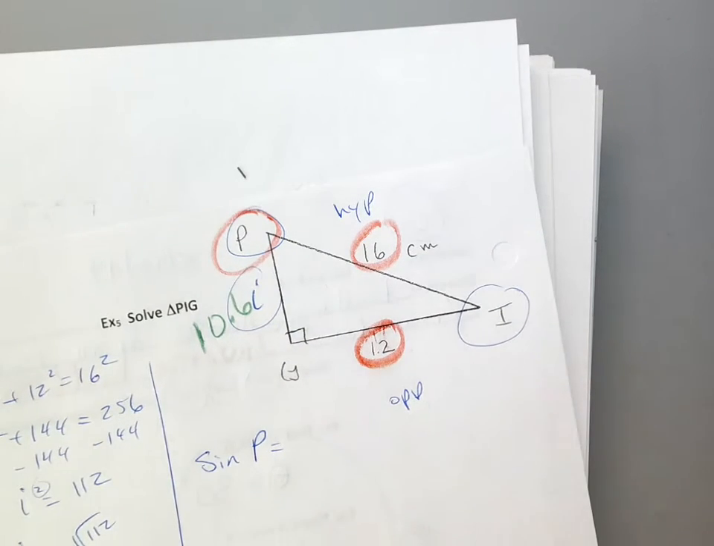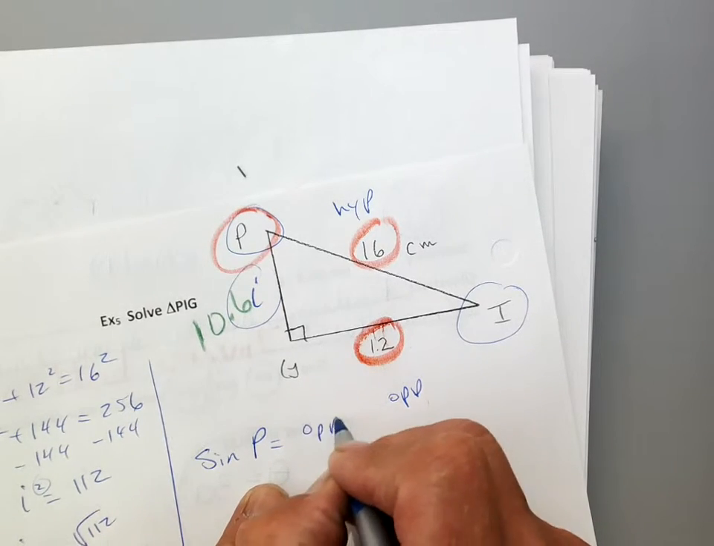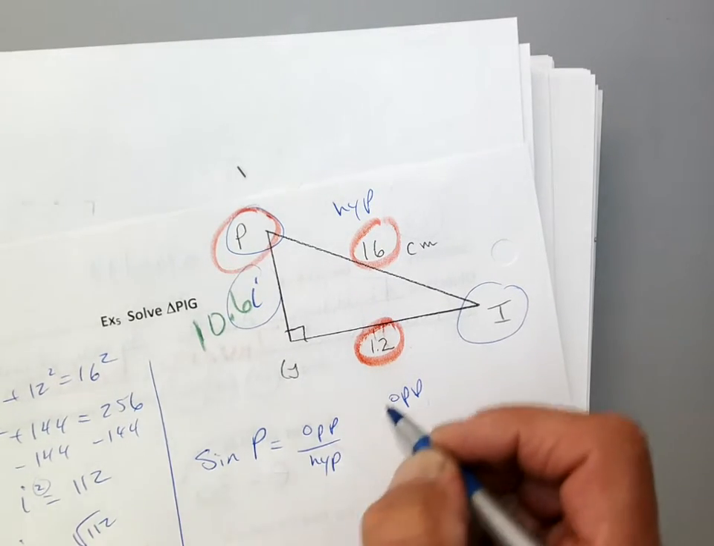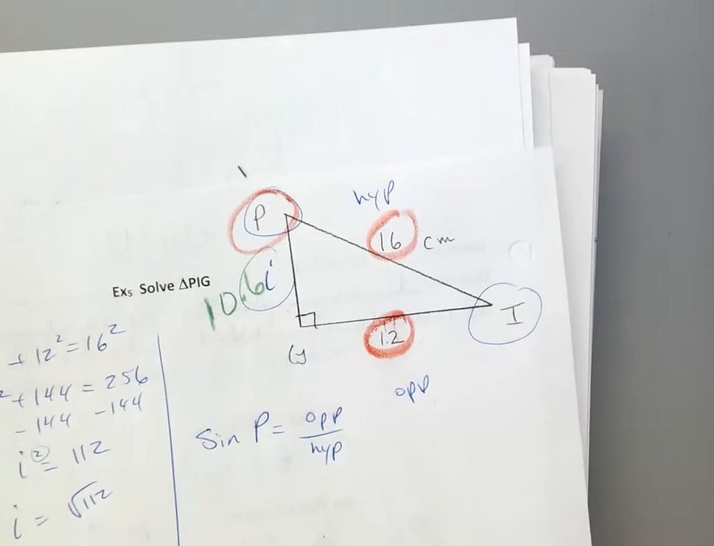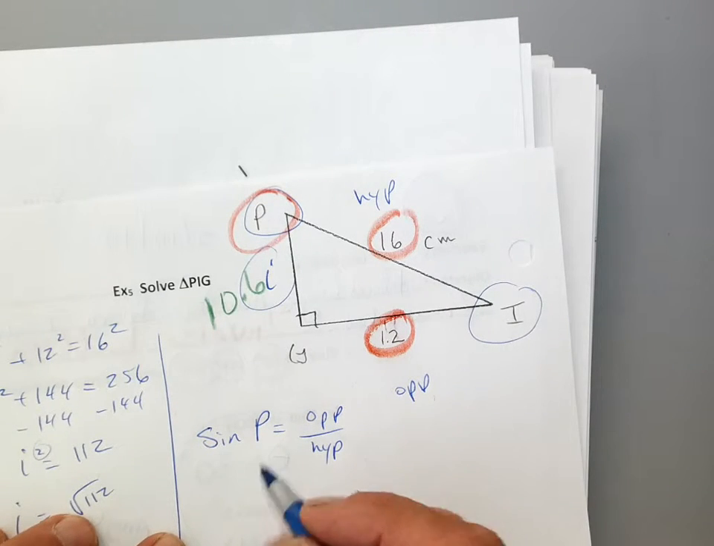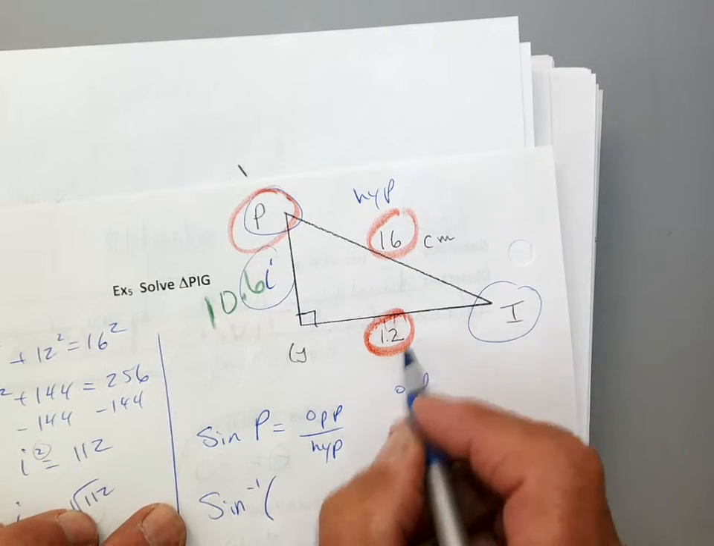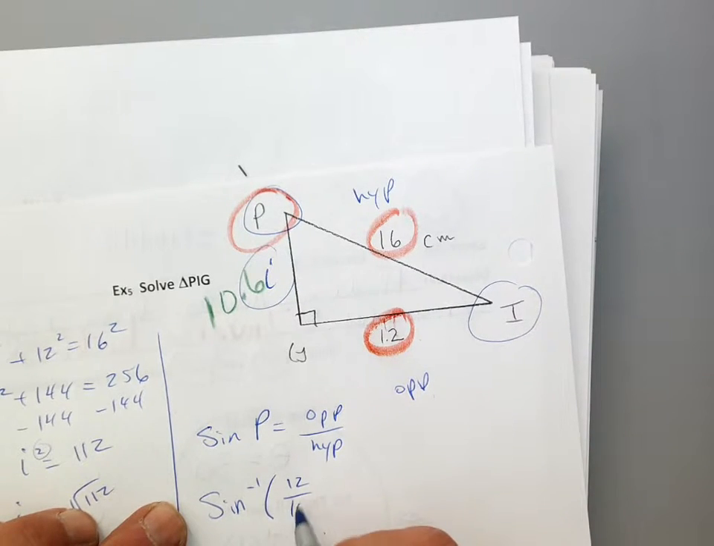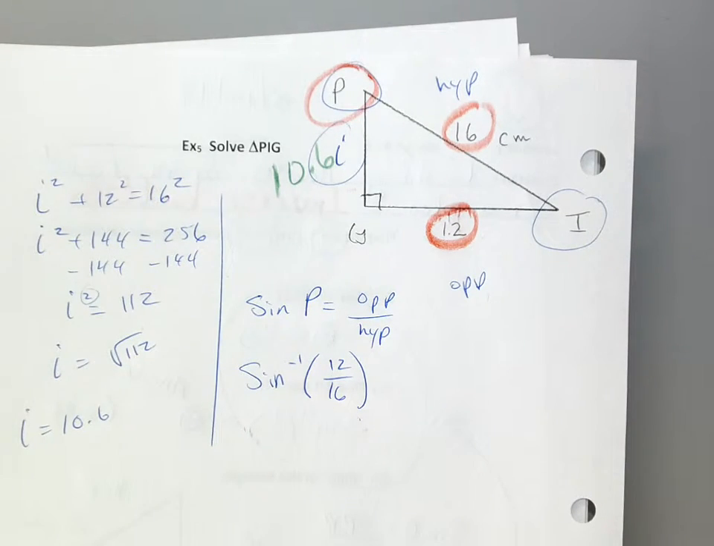Sine of P, because that's my angle, is equal to my opposite over my hypotenuse, because that's my sine. Theta represents my angle, so P. So I'm going to go sine inverse of my opposite, which is 12, over my hypotenuse, which is 16. Abby said it, I have to do inverse, because we need to find the angle, right? So we went to sine inverse, because we have the opposite and the hypotenuse.